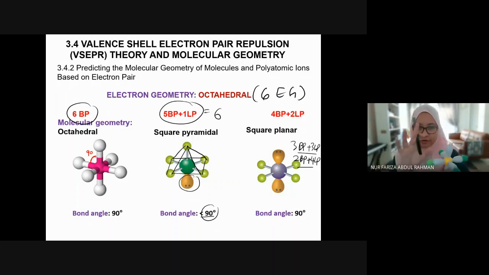Okay, so molecular geometry, guys. For the molecular geometry, it is known as square planar. Focus on the atomic part. Okay, ignore the lone pair. So as you can see, if I remove the lone pair, what do you see? You can see square planar. Square because it is square, planar because it is flat on a surface here. So this is square planar.